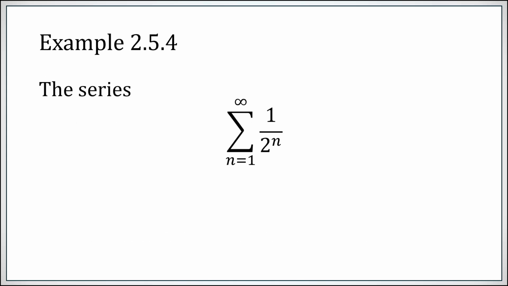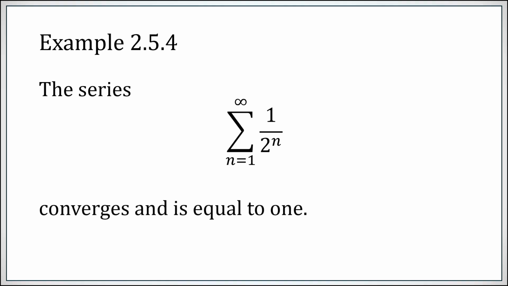So let's get to an example. Take a look at the series: the sum as n goes from 1 to infinity of 1 over 2 to the n. This series doesn't just converge, it specifically converges to 1.